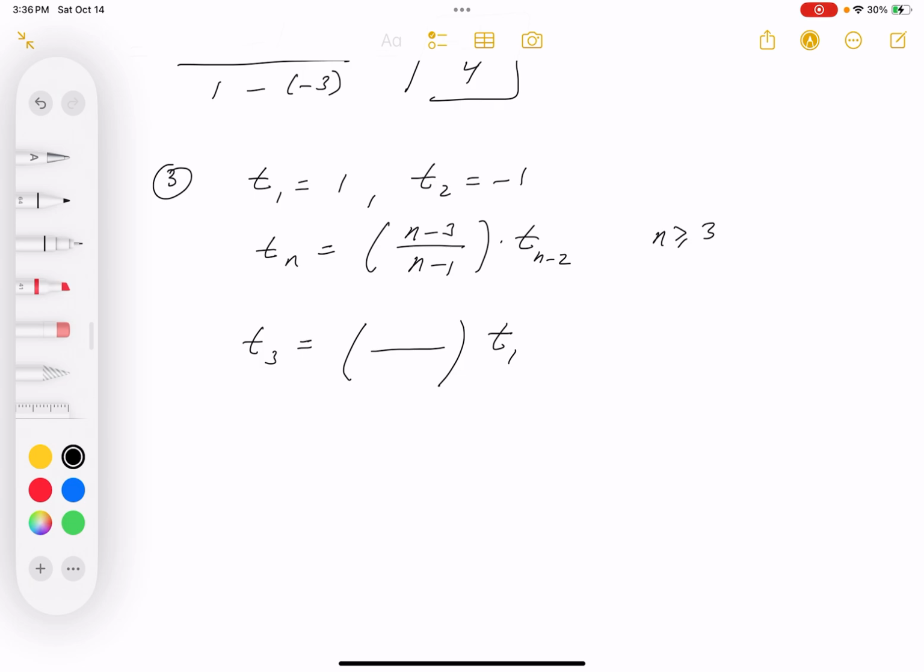But what do you get on top? You get 0, because n minus 3, if n is 3, would be 0. What's the bottom going to be? It would be 3 minus 1, and that's going to be 2. All right? Now, I know this is 0. I'm not too concerned about that, but I'm going to go to T4.